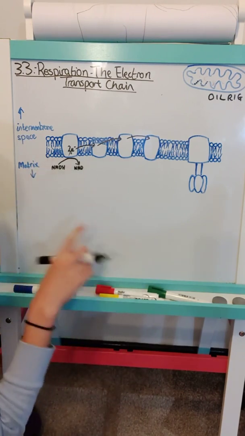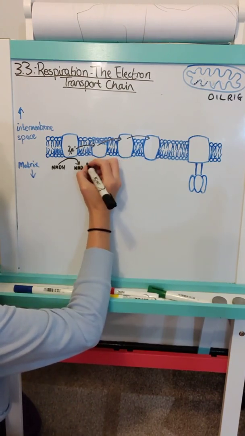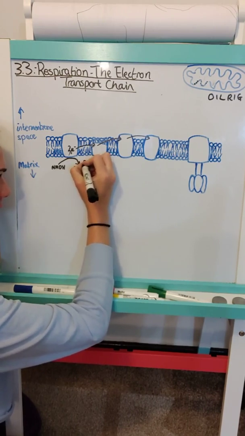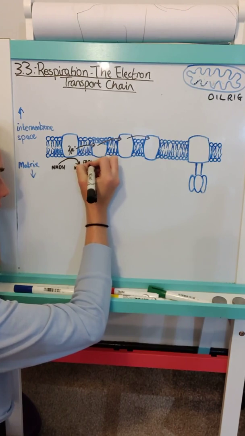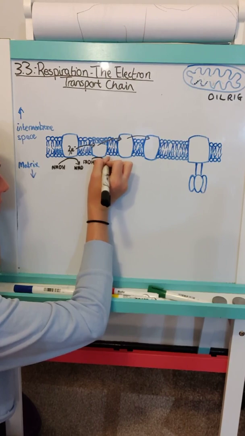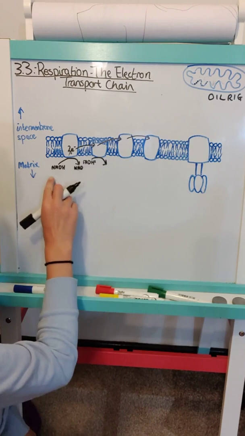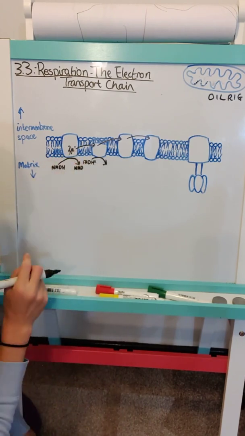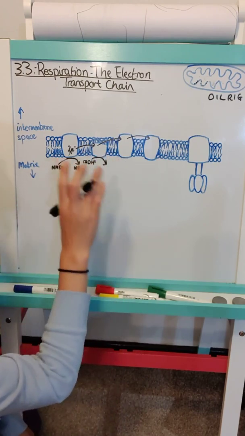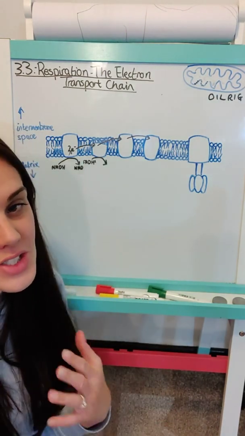Then, and I'll come back to something else that's happening in a minute, I'll just add on as well that FADH2, which is reduced FAD, is also going to give its 2 electrons there. Now, NAD, reduced NAD, always comes to the first complex. FAD always comes to the second complex.